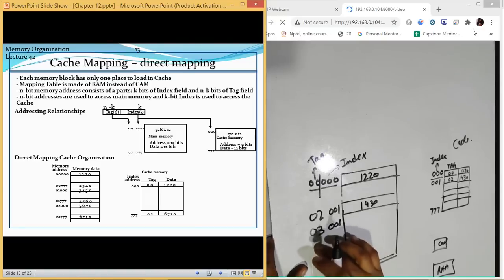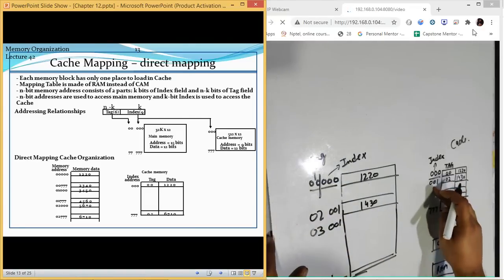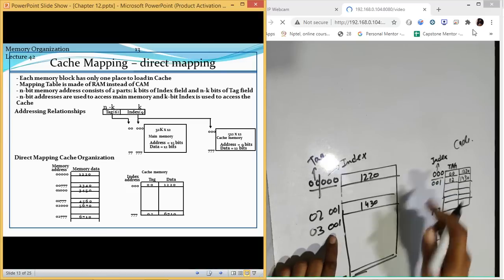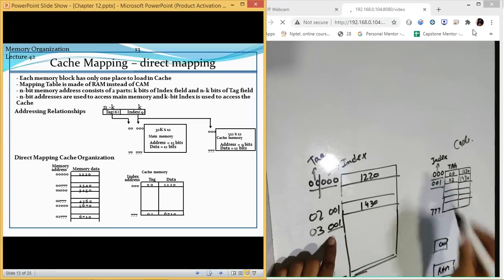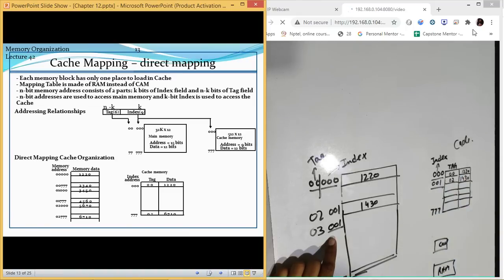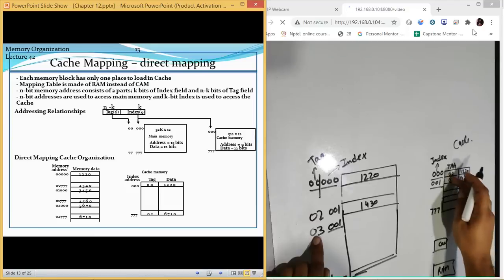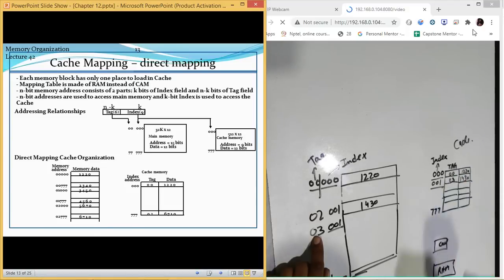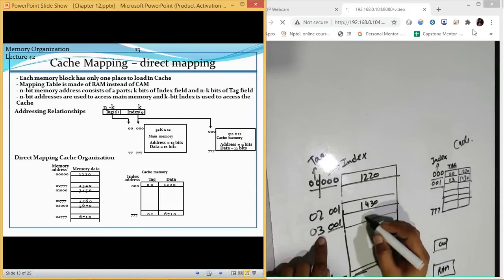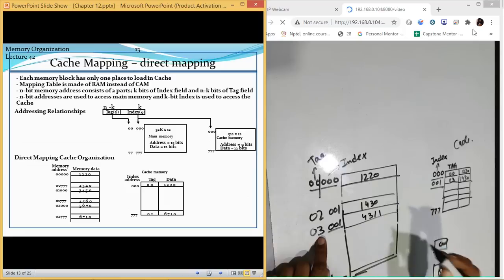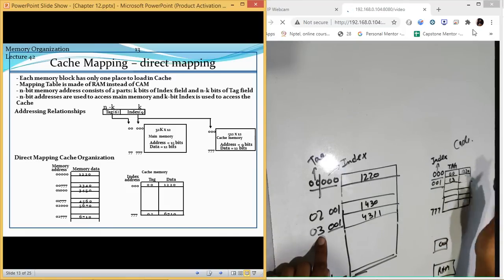So what will happen? We'll pick this value and try to find it at this place. The index is the same, so it means this is the value. But the tag is 02, and our tag is 03. So this value will be replaced because this is our required value, and whatever content we have will be replaced at this place.